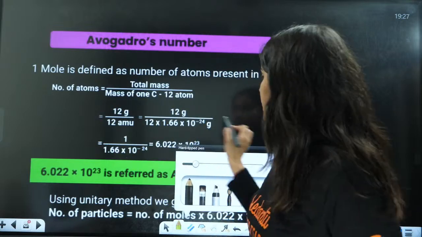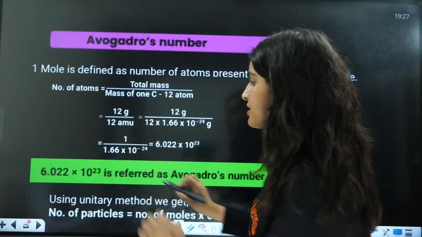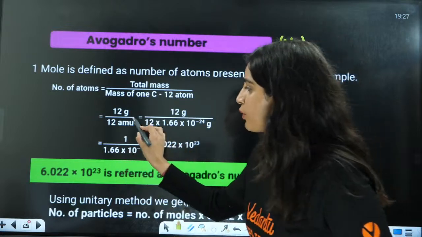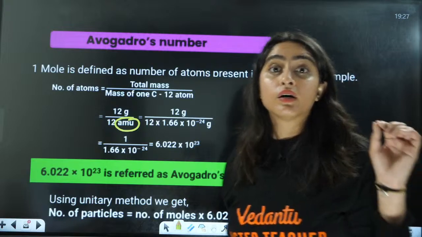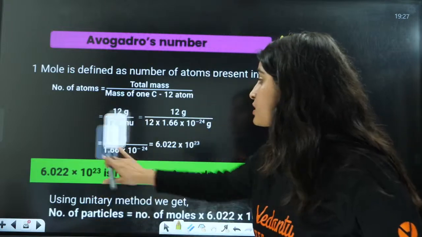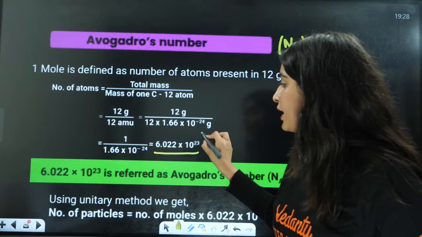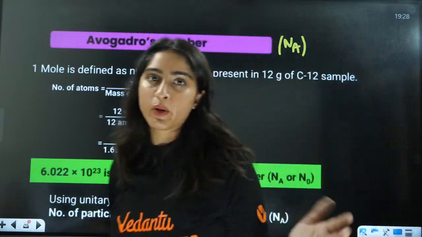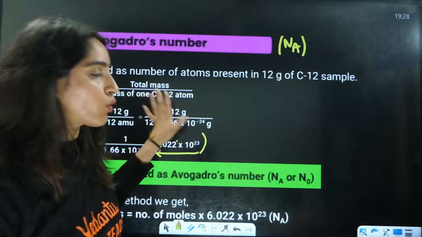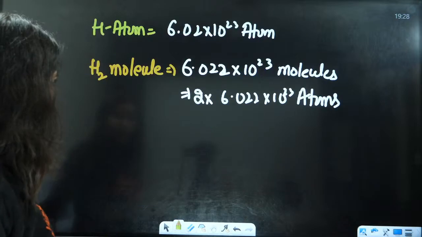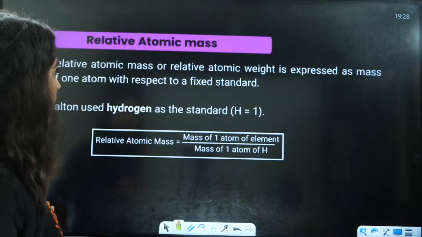And you divide it here, because the numerical value for AMU is 1.66 into 10 raised to power minus 24, and you will get 6.022 into 10 raised to power 23. But the derivation is not important for you, okay? That is not asked in your syllabus, okay?